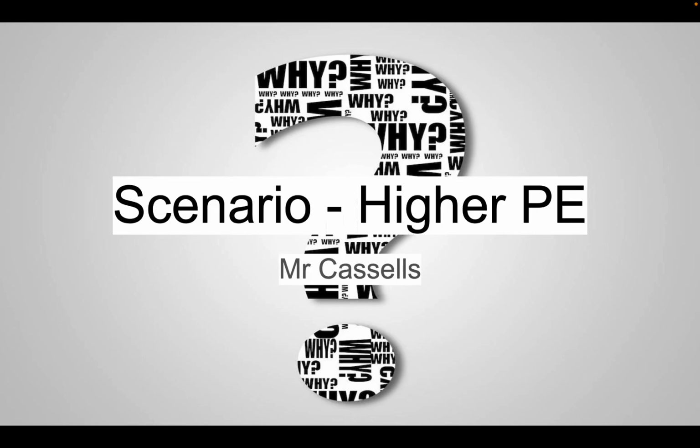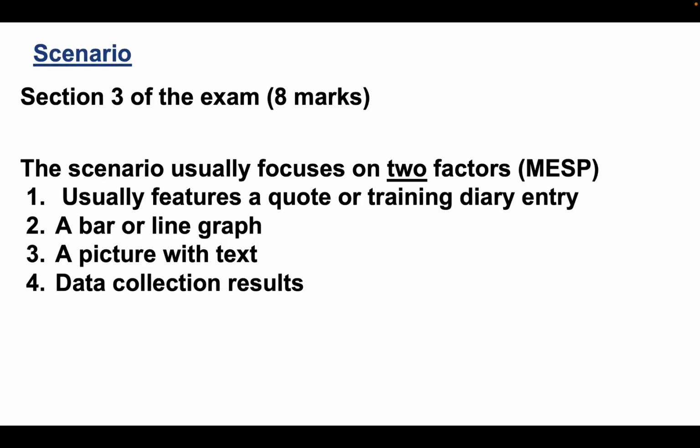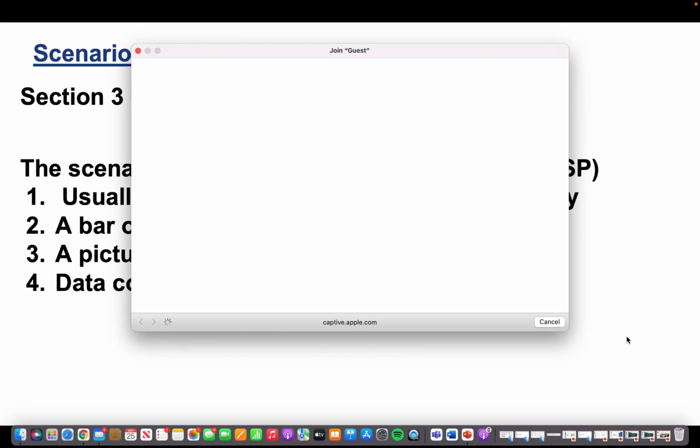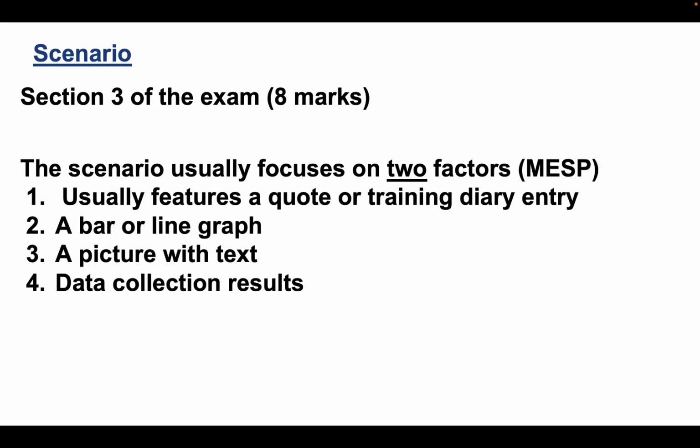Scenario in higher PE. Today we're going to talk about the scenario, which is section 3 of your exam, and it's usually worth 8 marks. The scenario usually focuses on 2 factors, and we know this year for 2022 that the 2 factors in question are going to be physical and emotional.